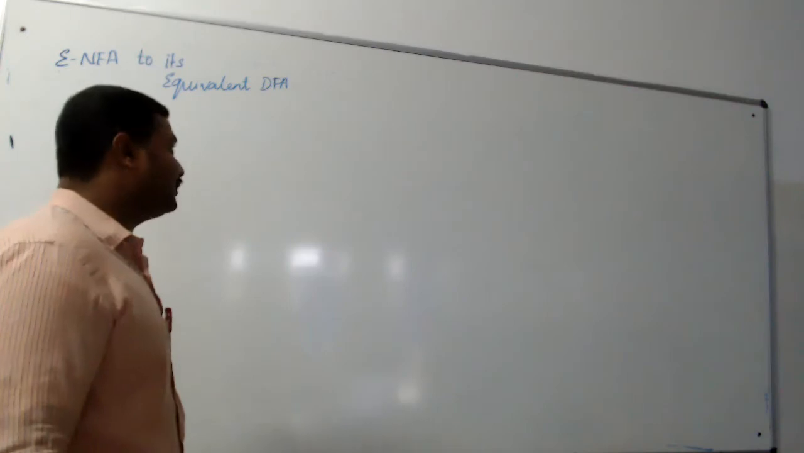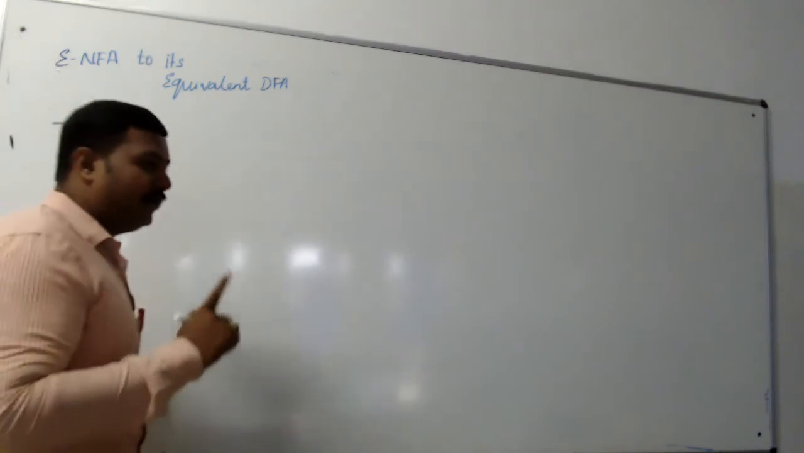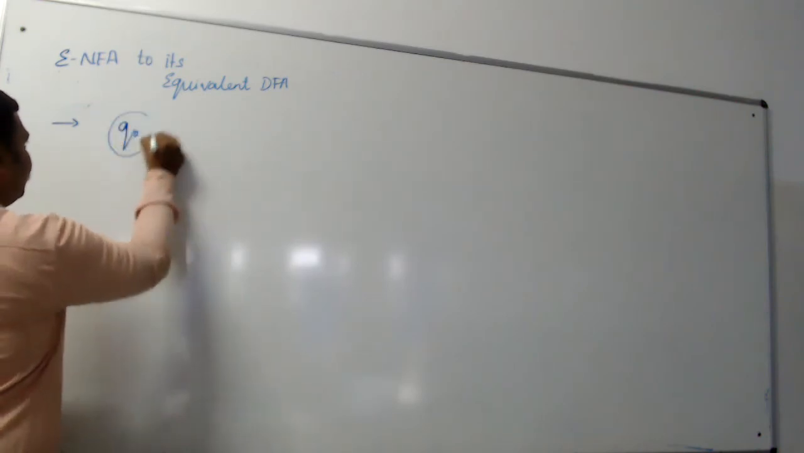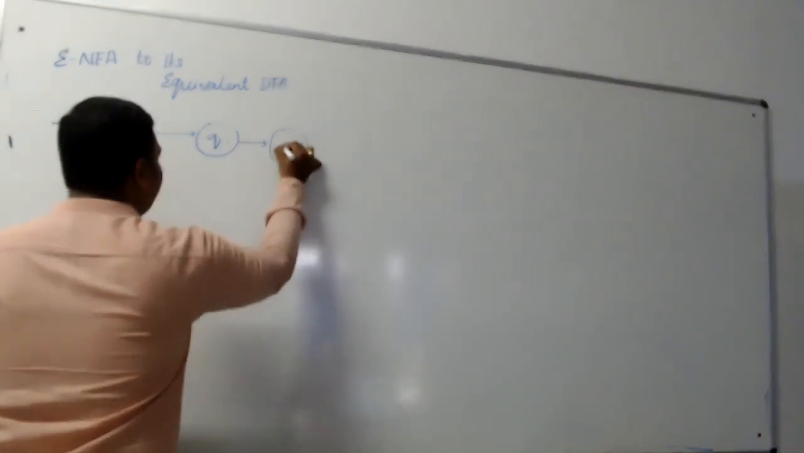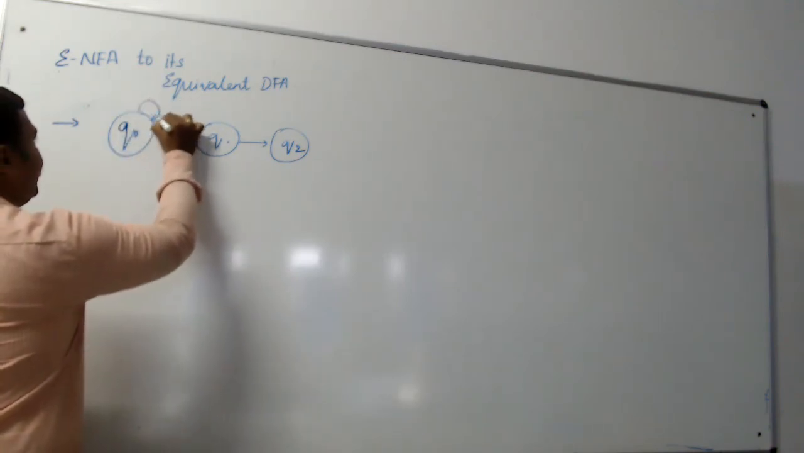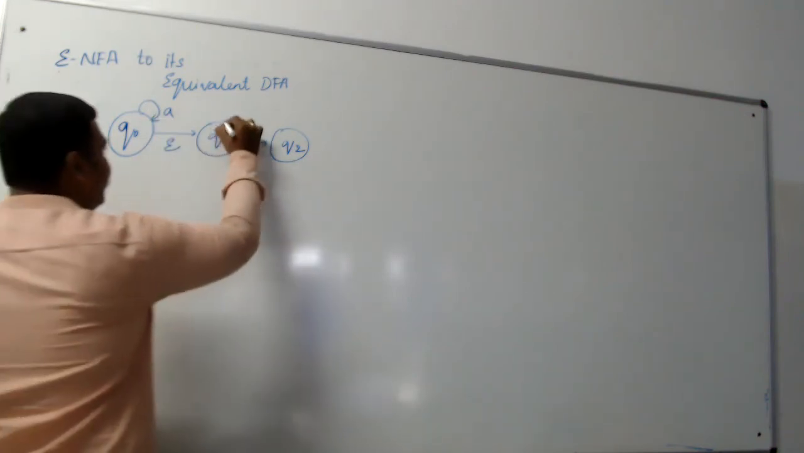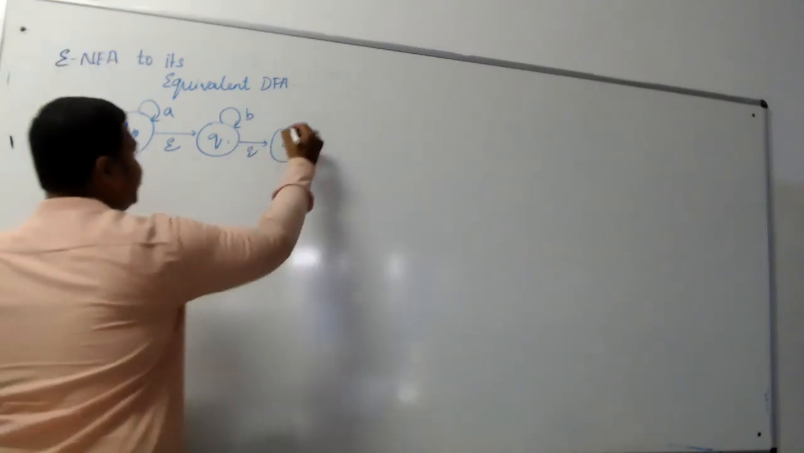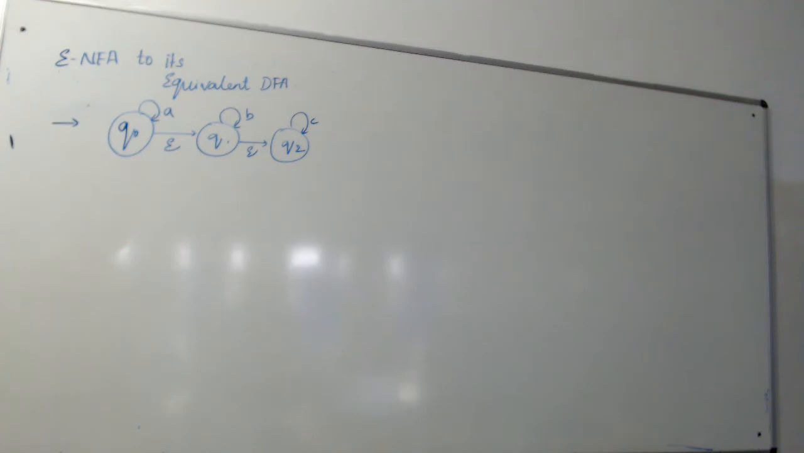So let's begin with the example directly. Let us have one problem that is being converted from epsilon NFA to its equivalent DFA. Let me have a state called Q0, Q1, Q2. Three states, and here I have a symbol A, and this is epsilon. Next I have B, this is epsilon. Next I got my C. Let us consider this example.